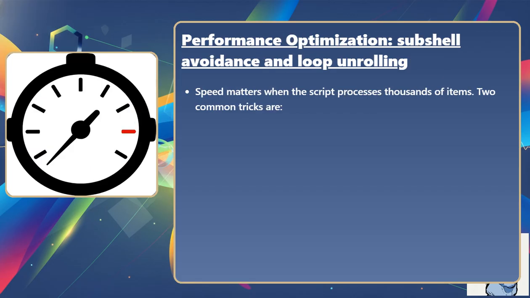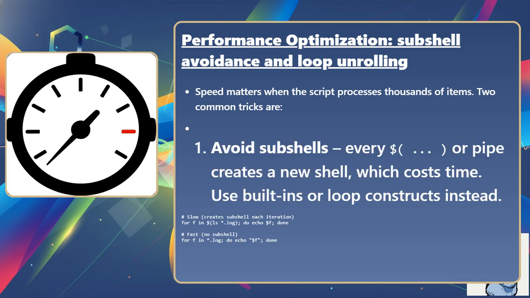Speed matters when the script processes thousands of items. Two common tricks are: avoid subshells. Every $(...) or pipe creates a new shell, which costs time. Use built-ins or loop constructs instead. Slow, creates a subshell each iteration: for f in $(ls *.log); do echo $f; done. Fast, no subshell: for f in *.log; do echo $f; done.